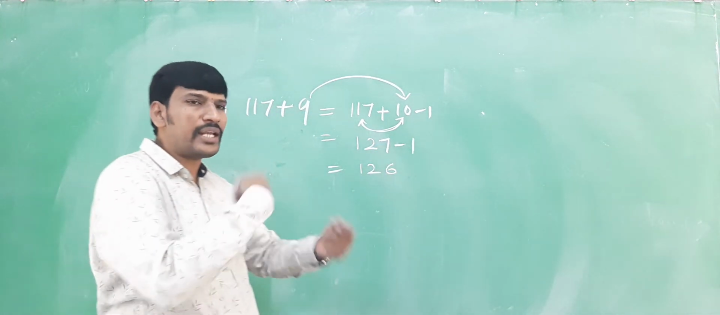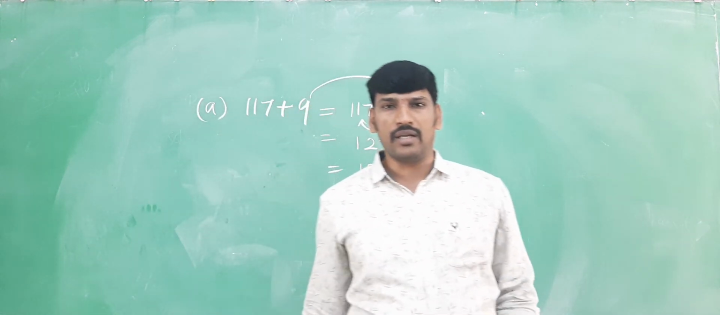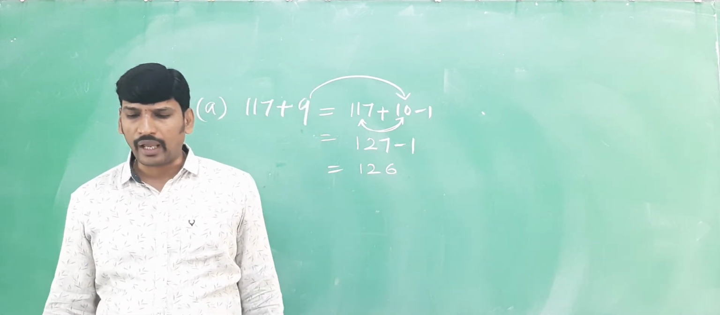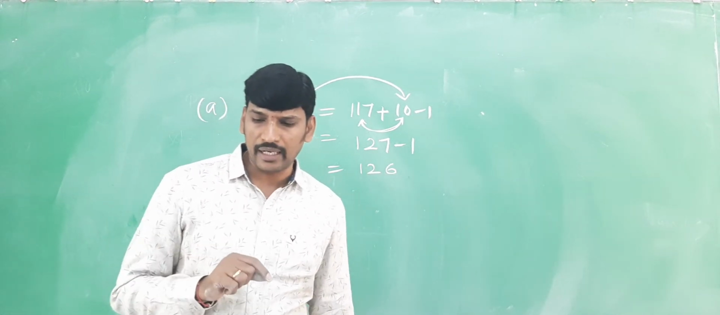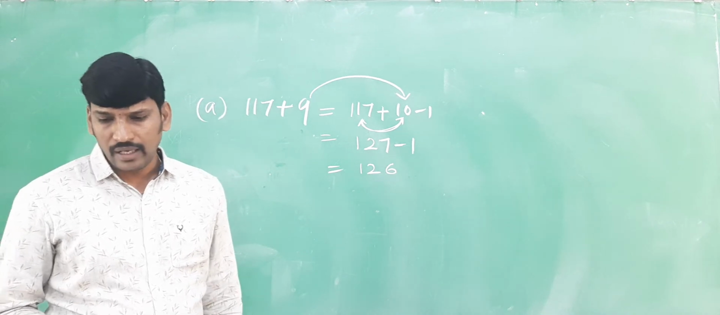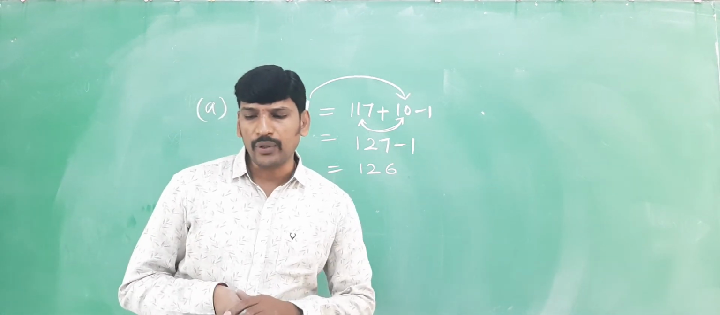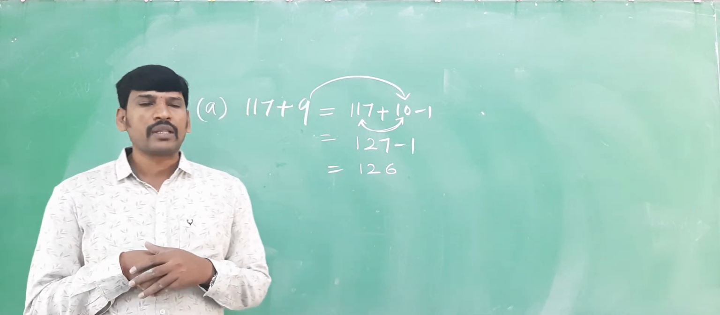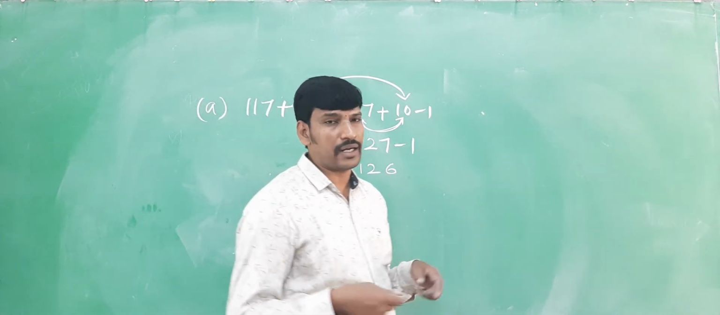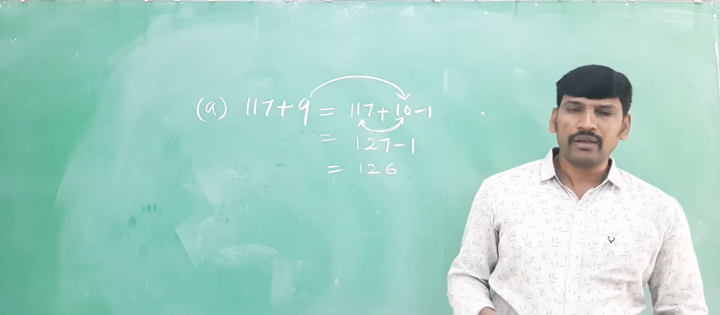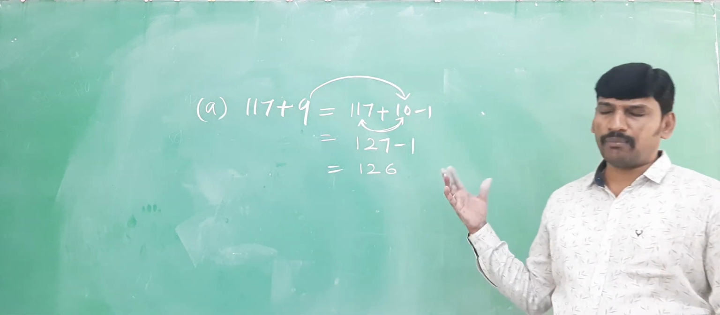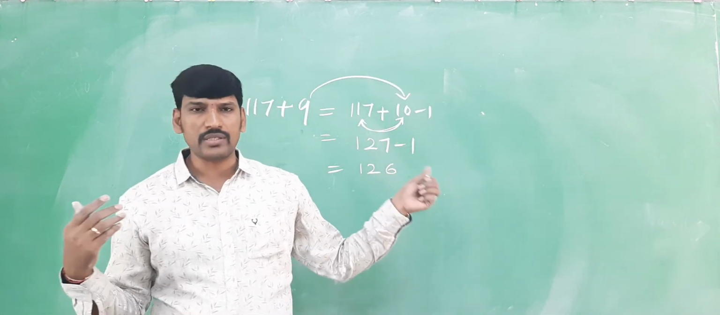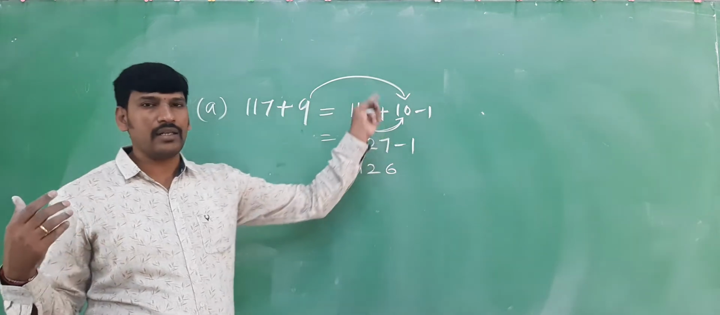So we need to create a pattern by using the numbers. Like that we will create 117 minus 9, 117 plus 99, 117 minus 99. Does this pattern help you to add or subtract numbers of the form 9, 99, 999? Yes, we can form a pattern by using the numbers, adding and subtracting those numbers which are in the form of 9, 99, 999.